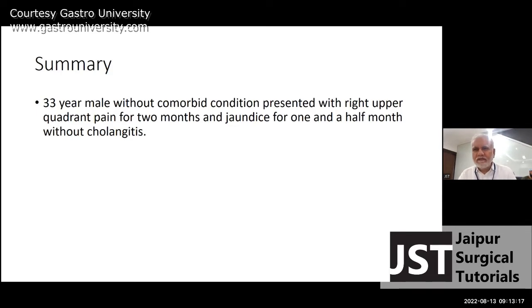And for the same reason, simple cysts actually are very, very less likely to cause jaundice. I'm sure you must have seen very large simple cysts which are detected incidentally on ultrasound or CT, they didn't have any symptoms. So simple cysts are very, very unlikely to cause 1.5 months of jaundice. Yeah. Okay, carry on.